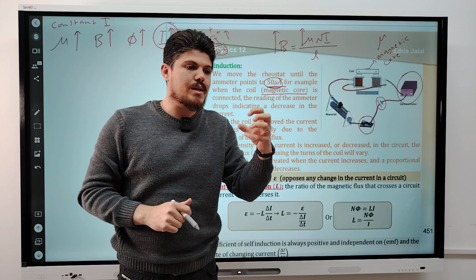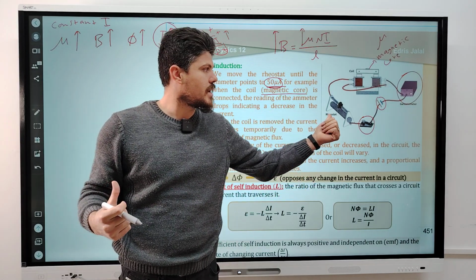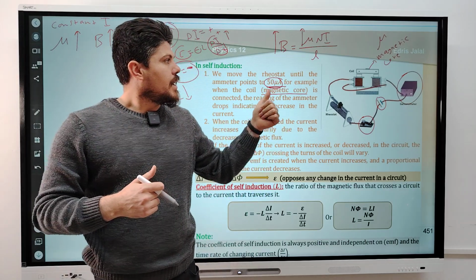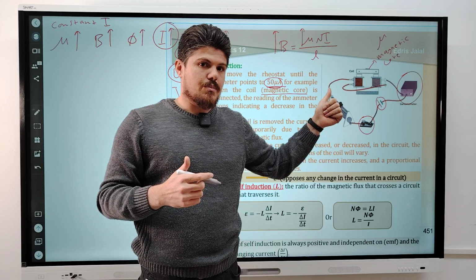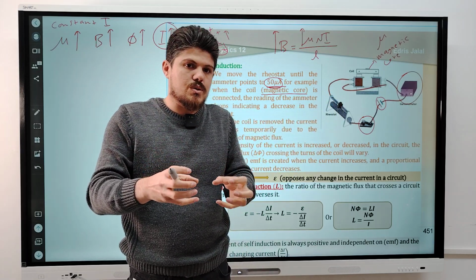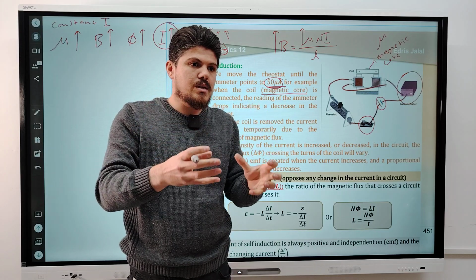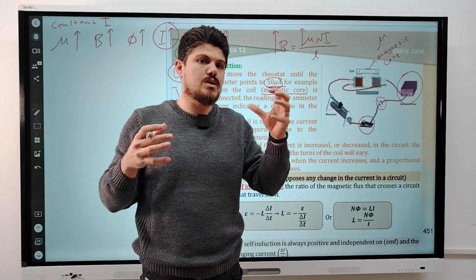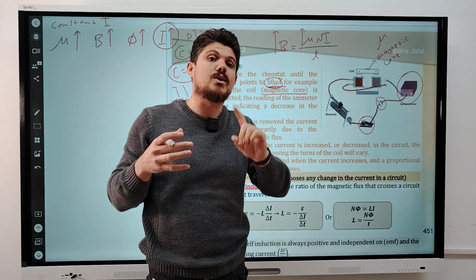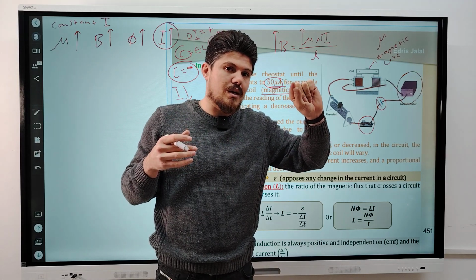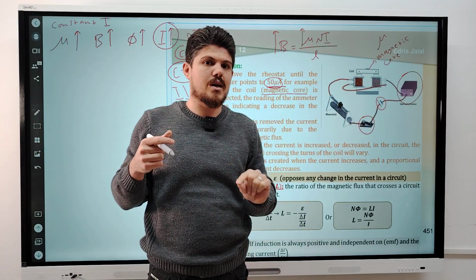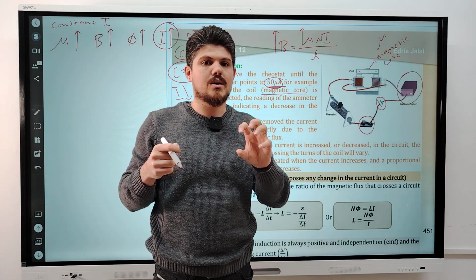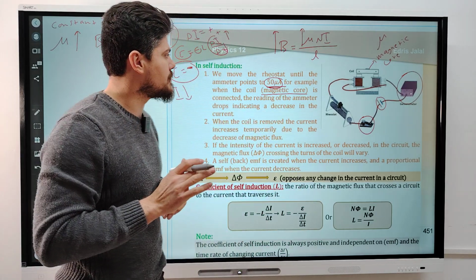Why, when we are connecting the magnetic core, does the current of the galvanometer drop from 50 microampere? Because connecting the iron core increases the magnetic field. Increasing magnetic field goes to increasing the change in magnetic flux. When the change in magnetic flux increases, the induced current and induced EMF increase. So the coil resists these changes in the current. That is why it is opposite to the source and the current drops from 50 microampere.